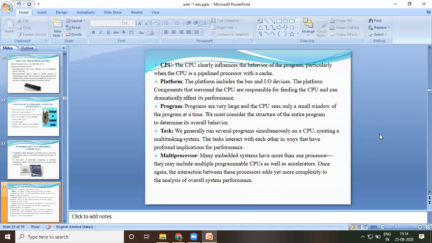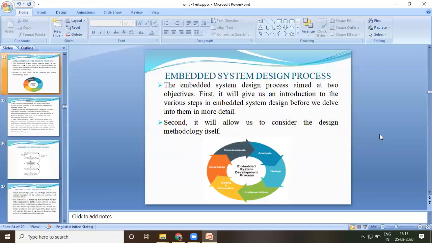So every embedded system is a multitasking environment. For example, a mobile phone or a washing machine, all these systems belong to a multitasking environment. Multiprocessor means many embedded systems have more than one processor, which may include multiple programmable CPUs as well as accelerators. Okay, so these are all the constraints when we consider the performance of embedded systems.